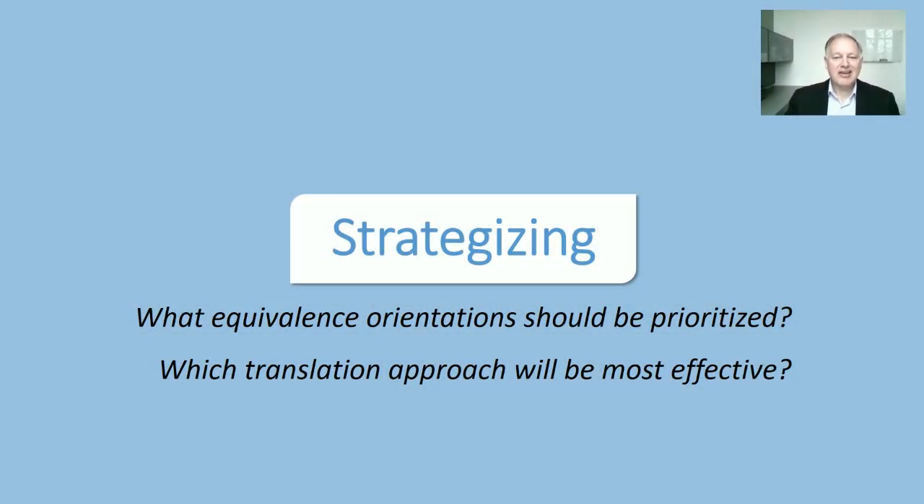I'm Professor Jolly. In this lesson, we're going to give an overview of the strategizing step and the five-step translation model that we've been discussing in this class. So, strategizing, as you can see on this slide, has to do with determining what equivalence orientation should be prioritized and thinking about which translation approach is going to result in a most effective translation.